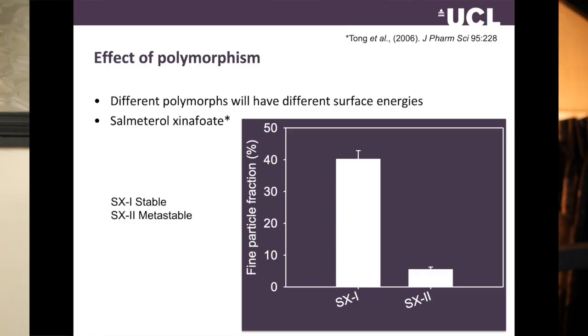The last example is just to show you don't have to worry only about amorphous materials at the surface of your particles. The physical form also matters when we're looking at polymorphs. So this is an example. Again, the paper is referenced on the slide, so you can go and look at it.